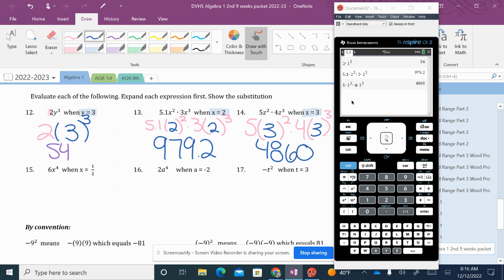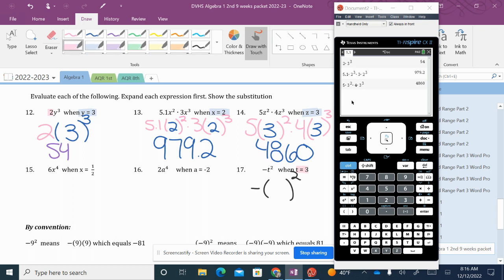Okay. I'm going to skip number 15. Let's look at number 17. So this one is negative. We open parentheses and then t squared. Make sure you leave the negative outside the parentheses. The t goes inside. The t is 3, so that's what we're going to put in here is a 3. So then we put in our calculator exactly the way we see it.